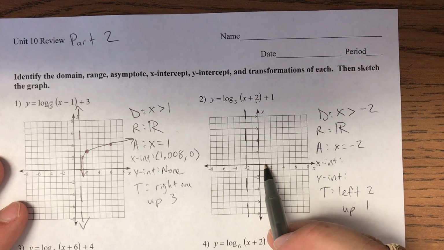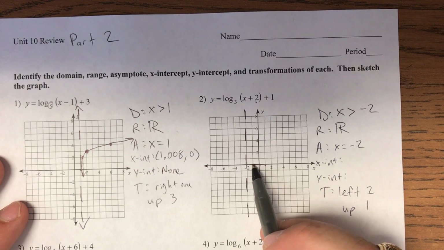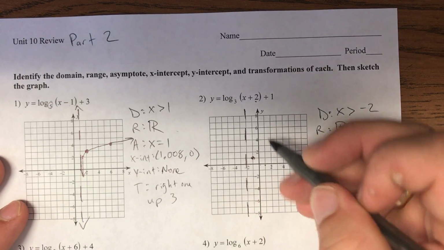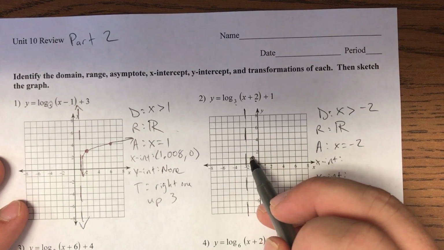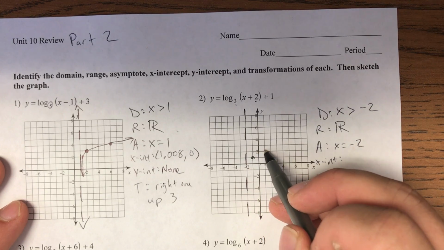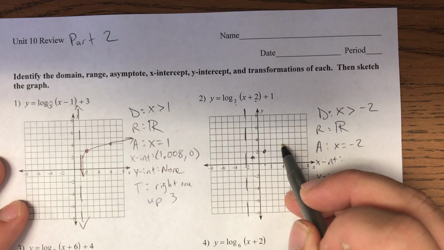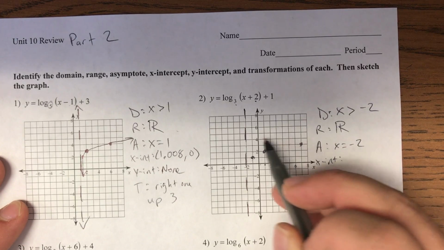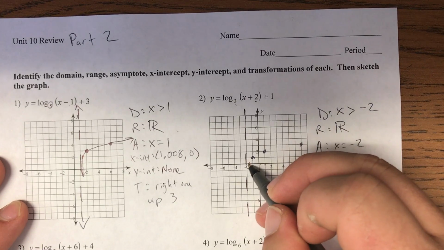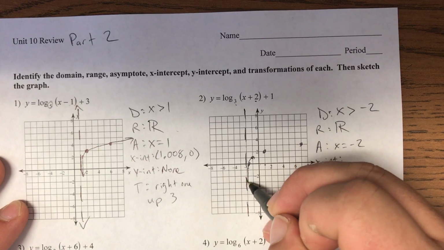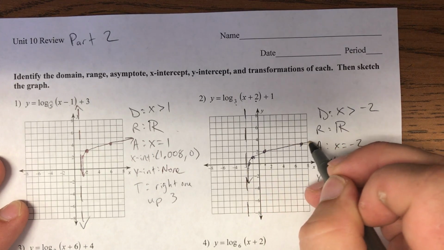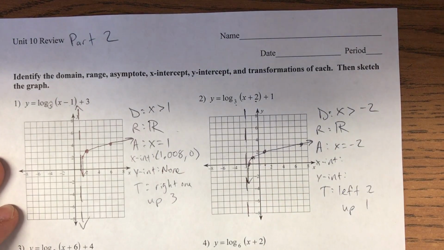My starting point of an x-intercept of 1 is being shifted left 2 and up 1. And my rate of growth is 3 times. So this is 1 away from the asymptote. Next one would be 3 away from the asymptote, and then 9 away from the asymptote. And the next one would be 27 away from the asymptote. It's always 3 times further than the previous point. So there's my graph.